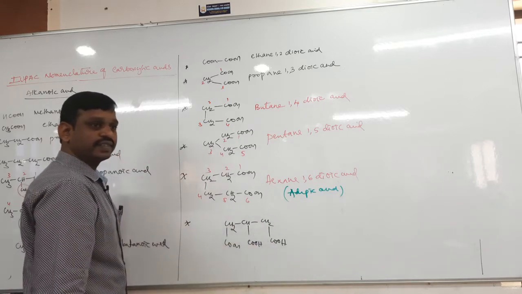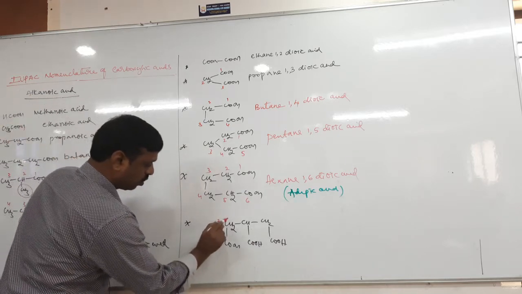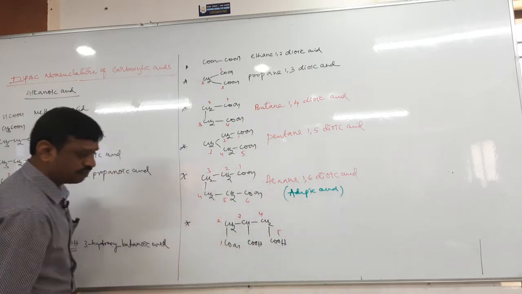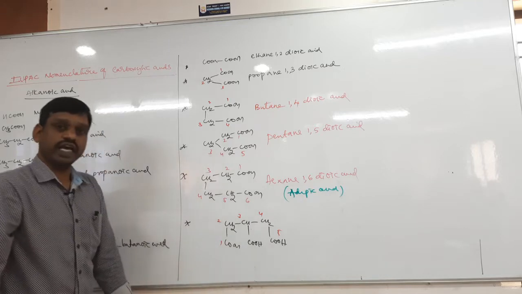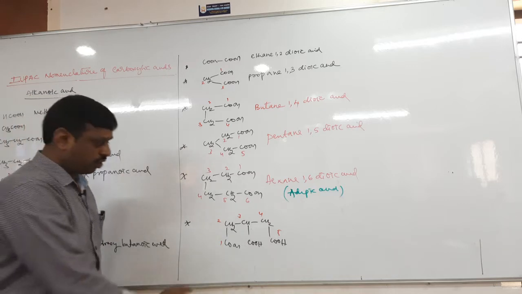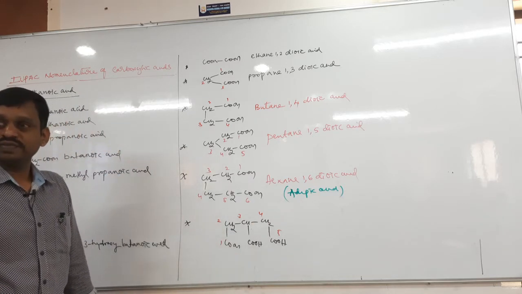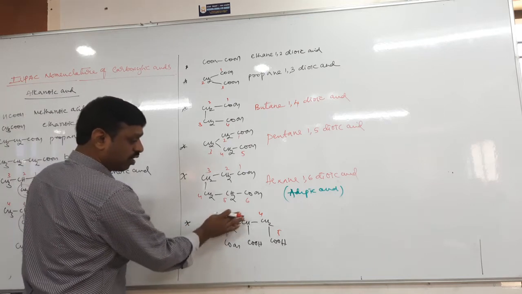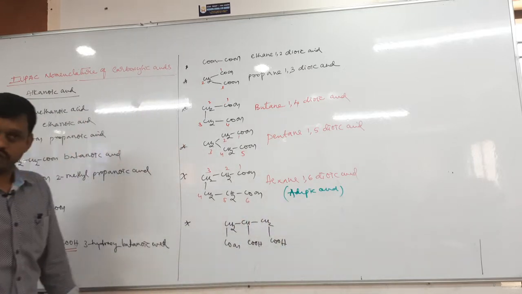Do you understand? 1, 2, 3, 4. It is 5, right? Then it is missing, no? You cannot write 1,5 dioic acid. No. It is a trioic acid. Which trioic acid? So therefore, see here, oic acid nomenclature cannot be used here.